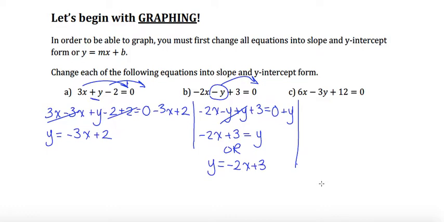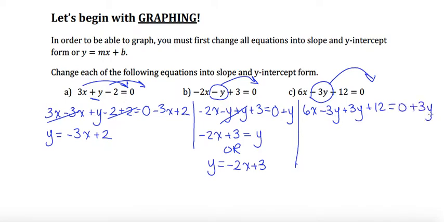Okay, and then the last one, again, I want a positive value for y. Right now it's negative, so I'm going to start by moving my negative 3y over. So I have 6x minus 3y. To get rid of the minus 3y, I have to add 3y, and then plus 12 is equal to 0. So whatever I do to the left-hand side, I also have to do to the right-hand side. Our 3y's are gone. They cancel each other out on the left-hand side. So I have 6x plus 12 is equal to 3y.